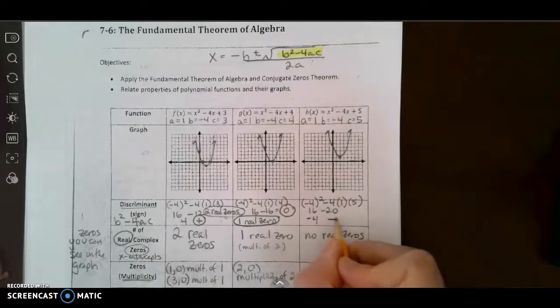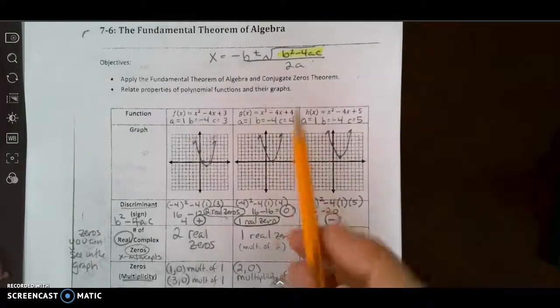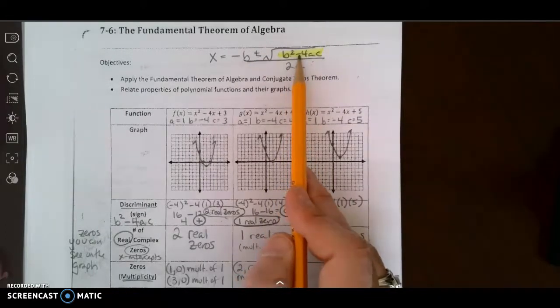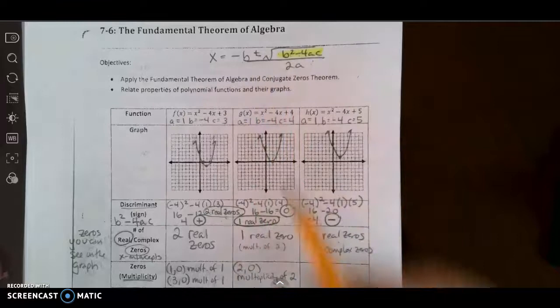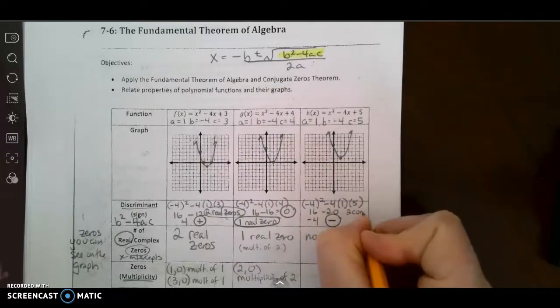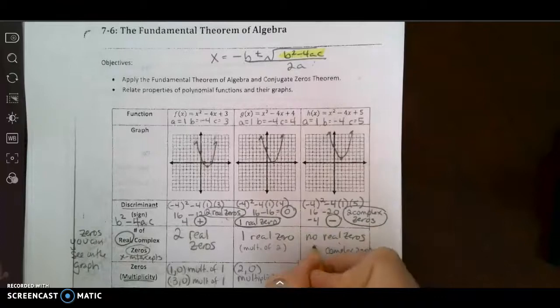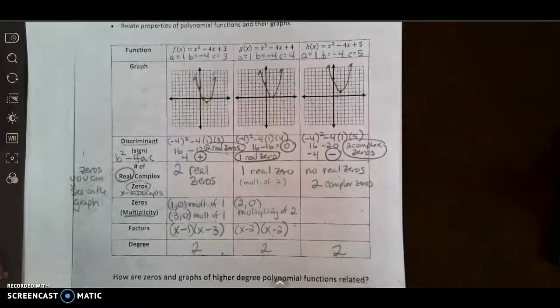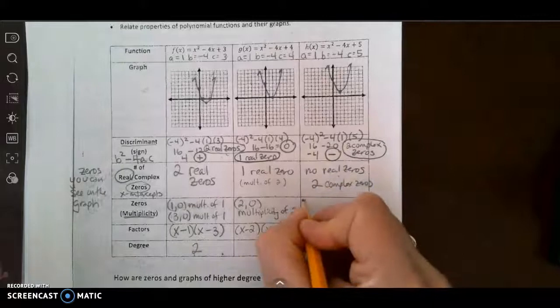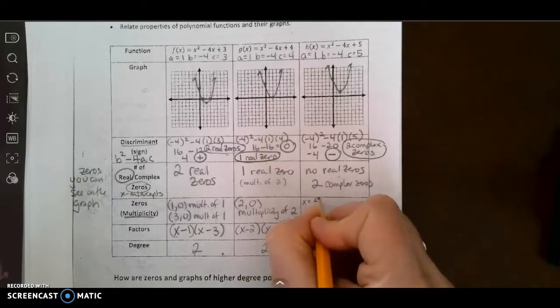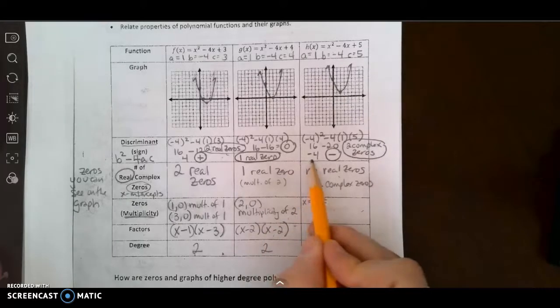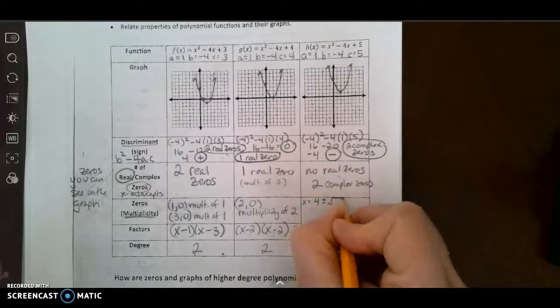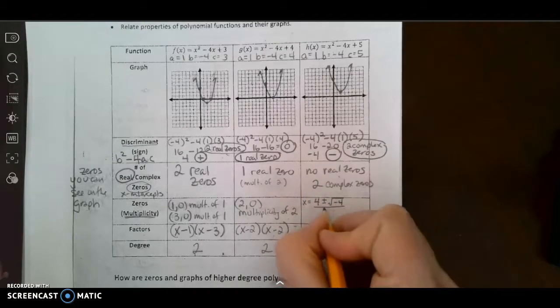So the discriminant is negative. Well, when you put a negative under the radical, you get complex answers. And you're going to get plus and minus, so it's going to be two complex zeros. So we can put that there, two complex zeros. So let's actually find the zeros for this one. X equals opposite of b, so +4, plus or minus. I already know what the b squared minus 4ac is. I did it right there. -4 all over 2 times 1.